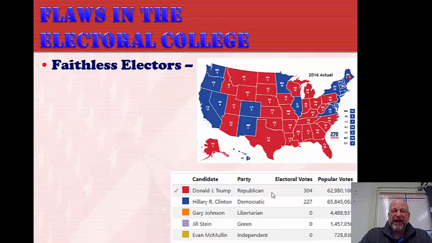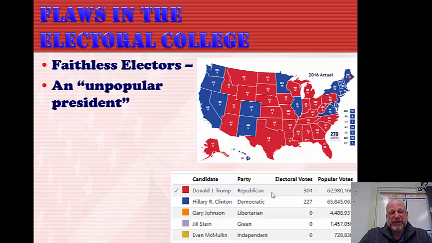It is possible. Now, does it happen very often? Not to the extent that it influences the outcome of an election. While sure, every once in a while we'll have a faithless elector pop up, the reality is they have never really determined the outcome of an election. Of course, it is also possible for there to be what we might refer to as an unpopular president. And here I mean a president who wins the Electoral College but loses the popular vote.